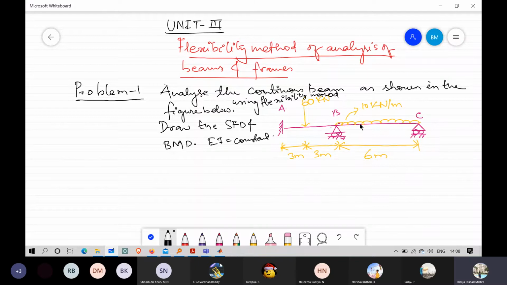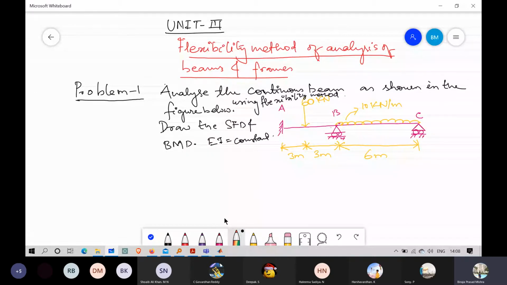Now, before we go to the solution part, please tell me whether this continuous beam is a statically determinate one or an indeterminate one. It's indeterminate one, sir. Why indeterminate? There are more reactions than equilibrium conditions. Since it is a fixed end, we have 3 reactions.